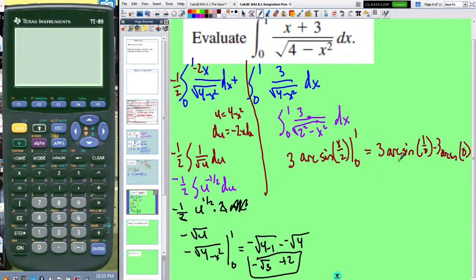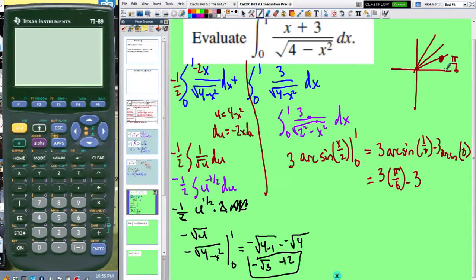So arc sine of 1/2, well, what is that? Now think back to your unit circle. Where does 1/2 happen for sine? If I do my 3 spokes like this, sine is the y values. It's going to happen right here. And what's that degree in radians? That's going to be pi over 6. So this is 3 times pi over 6 minus 3 arc sine of 0.